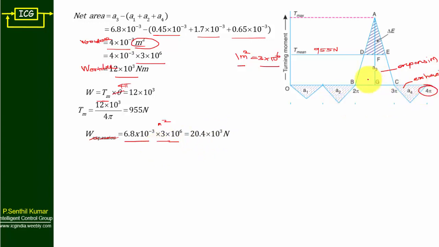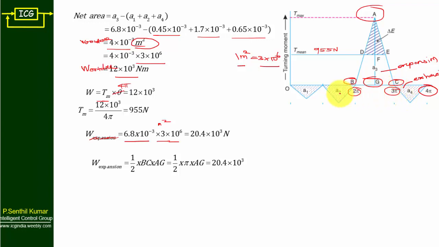Now we can easily find out this value ABC. So what is the work expansion? The work expansion is nothing but half into this triangle ABC: half into AG, the height of the triangle, multiplied by the base of the triangle BC, half into BC into AG. BC value is known, this is 2 pi, this is 3 pi, 3 pi minus 2 pi, pi. That's why I put pi here.